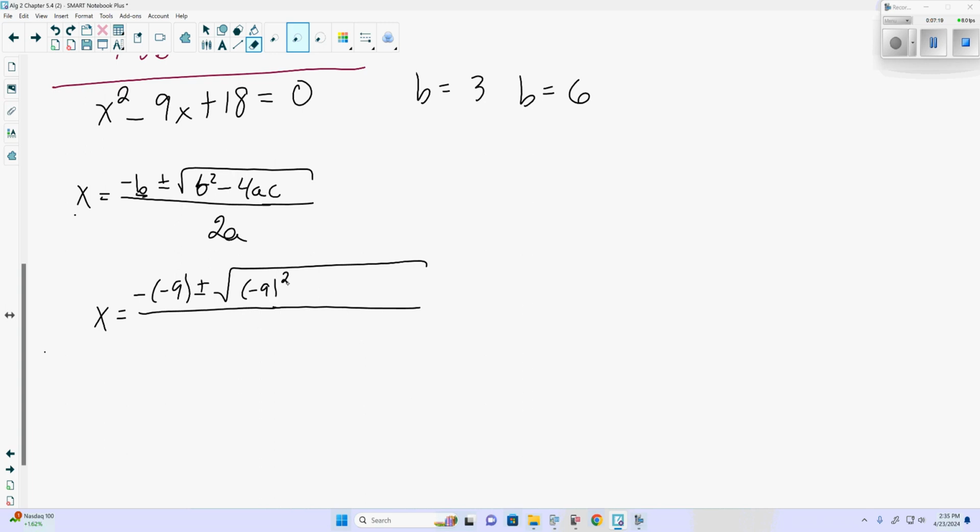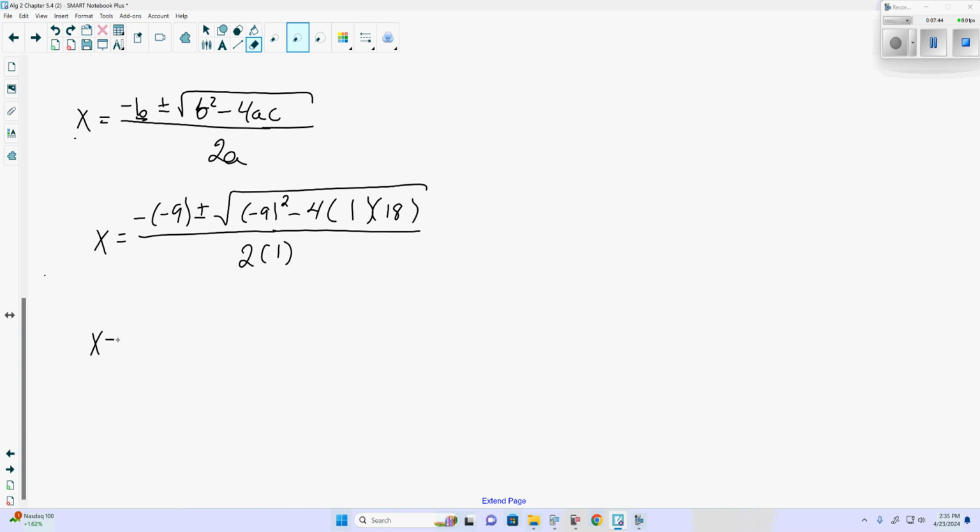Plus or minus the square root of negative 9 squared minus 4 times a. Well, a is the number in front of x squared, our term being squared, which in this case is 1. And c is our constant term, over 2a. Okay. Now there's a few things we can simplify. The first one is negative 9. It's just 9. 2 times 1 is 2.